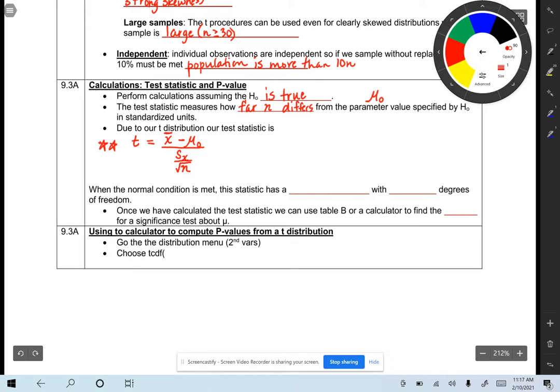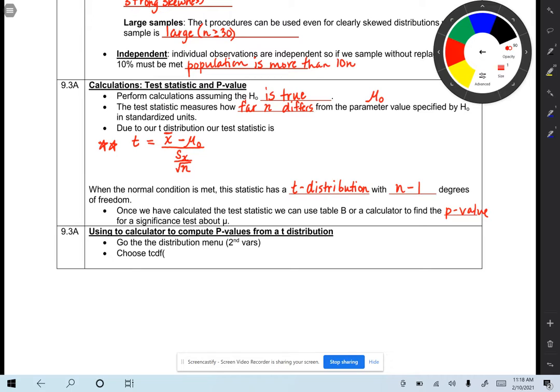and then we can calculate our p-value. So when the normal condition is met, this statistic has a t distribution. Remember, t distributions had a larger spread and were flatter with n-1 degrees. Okay. Still single peaked, still bell-shaped, but just not as normal looking, so to speak. Once we have calculated the test statistic, we can use table B or a calculator to find the p-value, the probability value for a significance test about the mean.